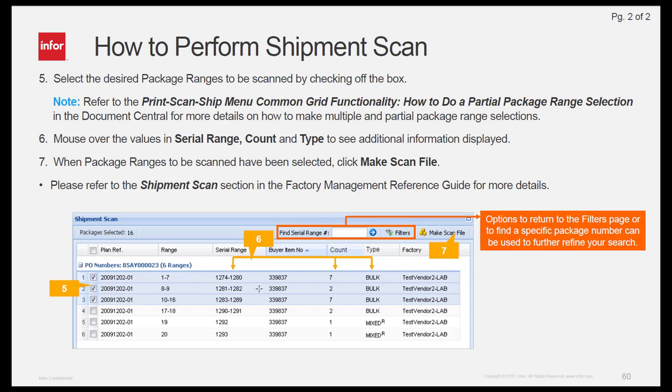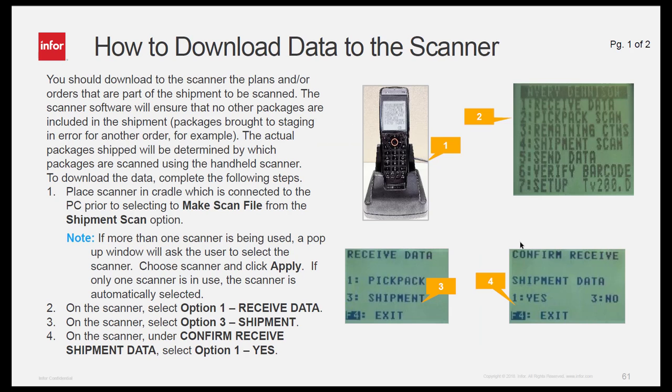So we've already seen this portion where you can select all, or you can select a number range that you want to shipment scan, and you're going to click Make Scan File. The next page, page 61, tells you exactly how you're going to download the information into your scanner.